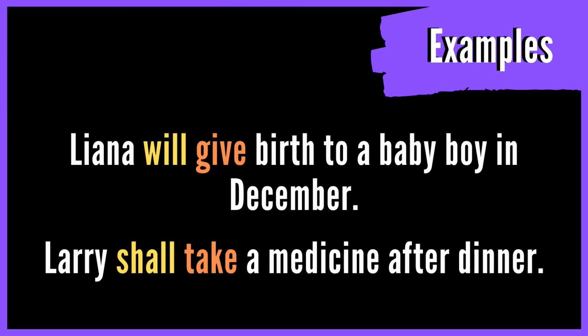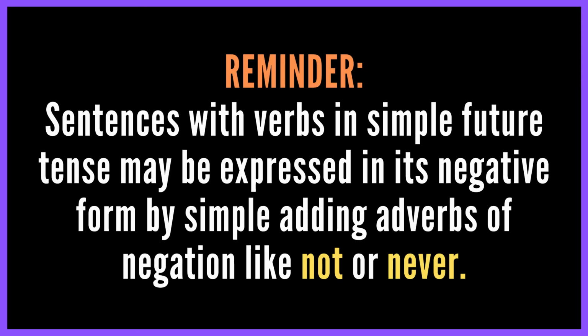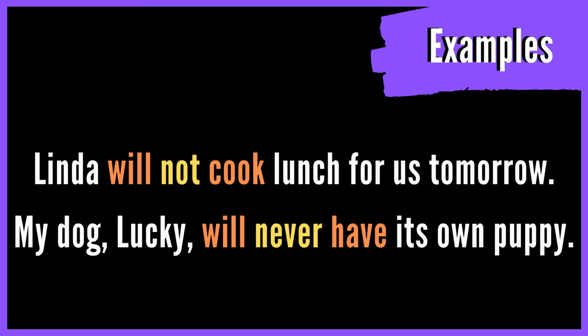Liana will give birth to a baby boy in December. Larry shall take a medicine after dinner. Sentences with verbs in simple future tense may be expressed in their negative form by simply adding adverbs of negation like not or never. Linda will not cook lunch for us tomorrow. My dog Lucky will never have its own puppy.